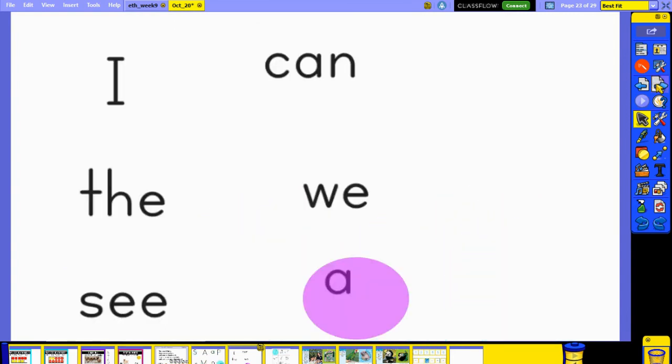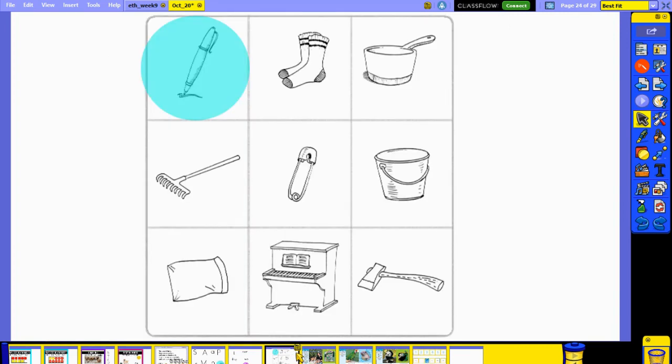Okay, let's try some sight words now. I, can, the, we, see, a.